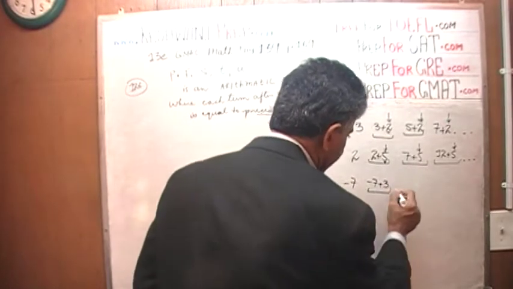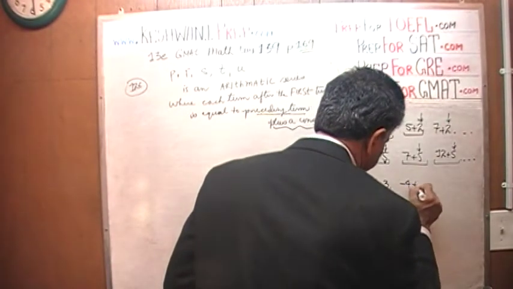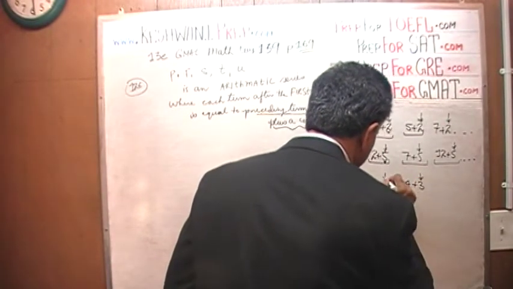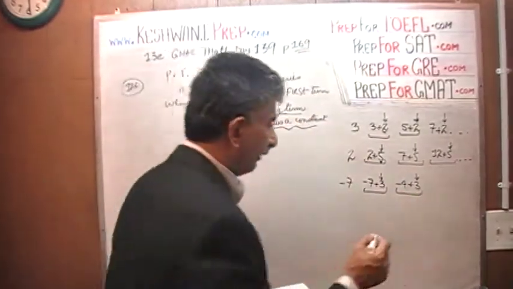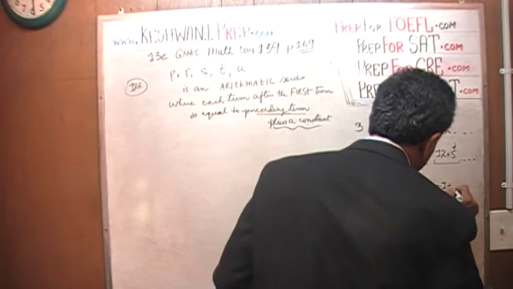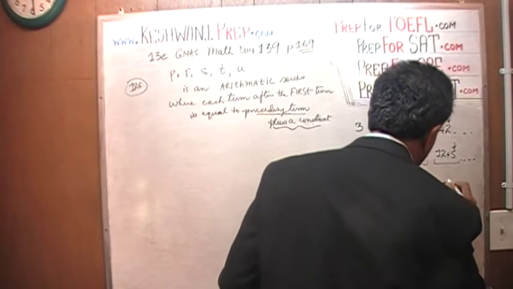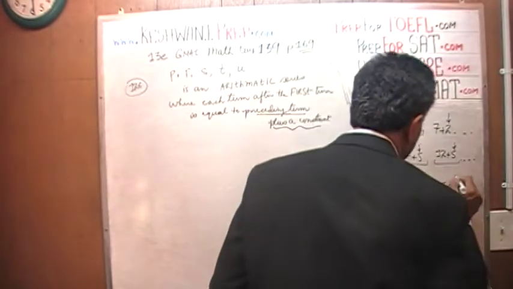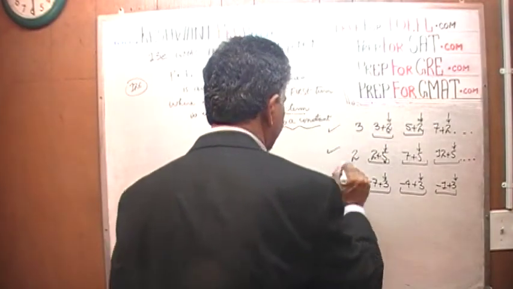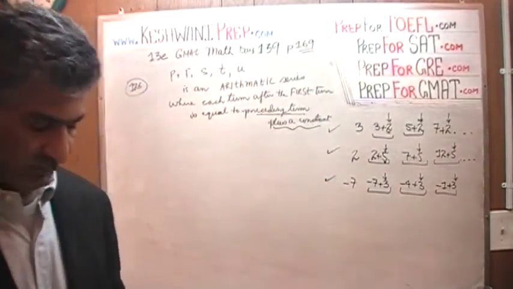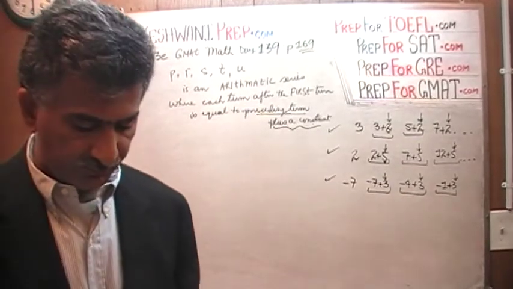Negative 7 plus a positive 3 is negative 4. Negative 4 plus 3 is negative 1, so the one after that is negative 1 plus 3, and so on. Again, this is your constant. All of these are arithmetic series. These are three examples of simple arithmetic series.